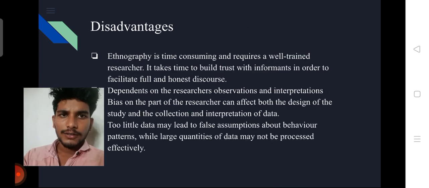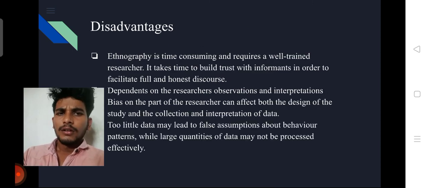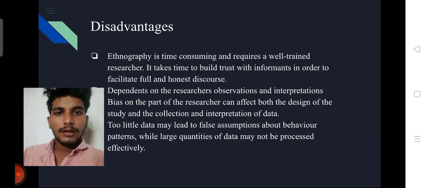And disadvantages of ethnography. Ethnography is very time consuming. It will take months and years to complete a research, but it will be very quality work. It requires a lot of effort and perfection and a lot of energy to do a research. It all depends upon the researcher's ability and his commitment towards his research.